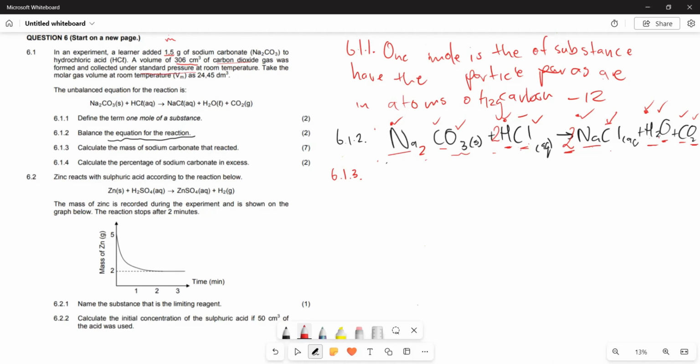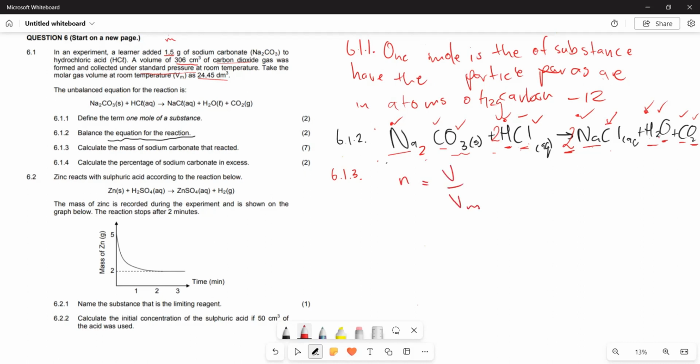As soon as we see the words standard pressure, I think by now you are going to think of a formula that caters for standard pressure at room temperature. And remember, you are already given that this is at molar volume, which is 24,45 decimeter cubed. The only formula that is going to cater for this is, firstly, your n, which is equal to V over your Vm.